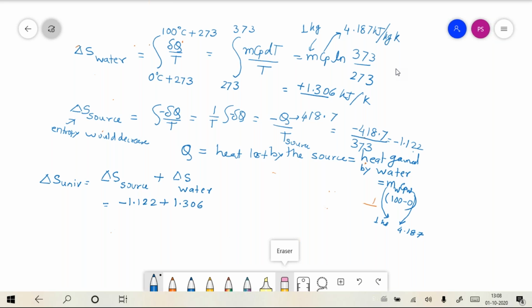1.306, which comes as approximately 0.183 kilojoules per Kelvin, which is the quantification of the entropy generation because of irreversible heat transfer. Okay.